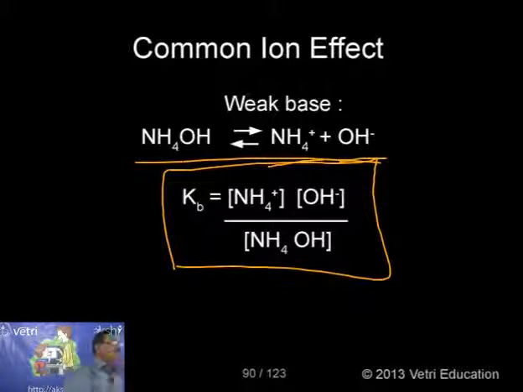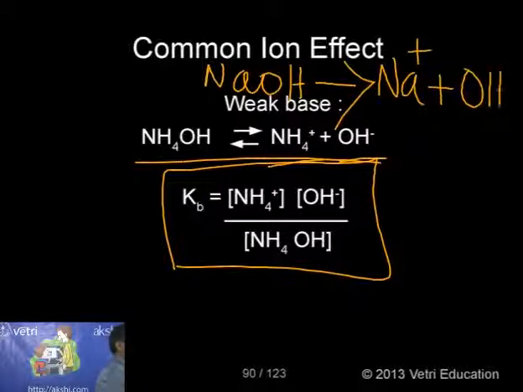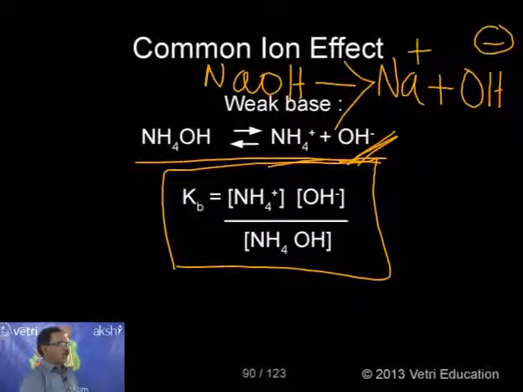Suppose I am using a strong electrolyte, sodium hydroxide. I have already pointed out, hydroxides of alkali and alkaline earth metals are strong. So when I add sodium hydroxide, it's a strong electrolyte, it undergoes 100% ionization, giving sodium plus and OH minus. So it is providing OH minus, which is one ion common. Ammonium hydroxide also contains OH minus, sodium hydroxide also contains OH minus, so the ion is common. So the concentration of OH minus increases on the right hand side.